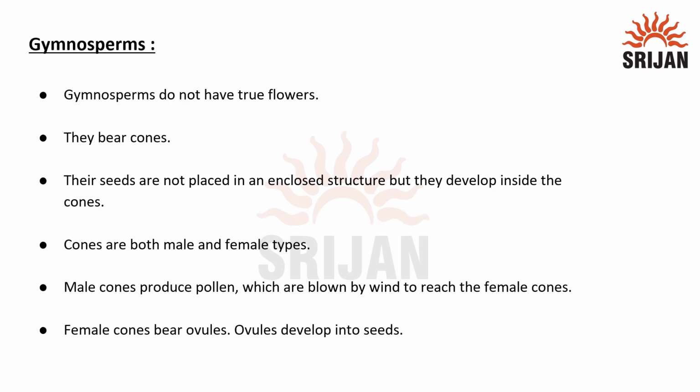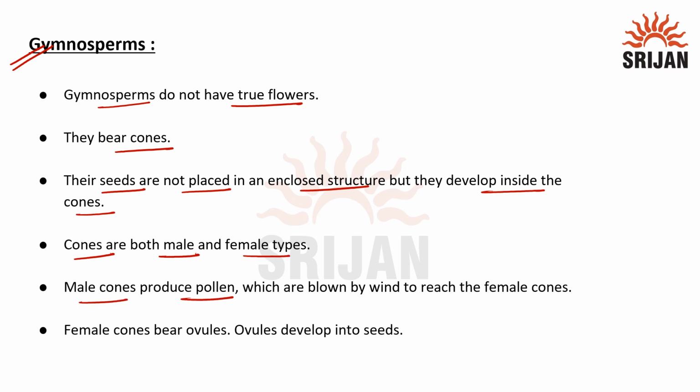Let's understand more about gymnosperms. Gymnosperms do not have true flowers, they bear cones, and their seed is not placed in an enclosed structure, but they develop inside the cones, and hence we call it naked seed or gymnosperms. Cones are of two types, male cones and female cones. Male cones produce pollen which is blown by wind and reaches the female cones, and female cones have ovules and these ovules develop into seeds.